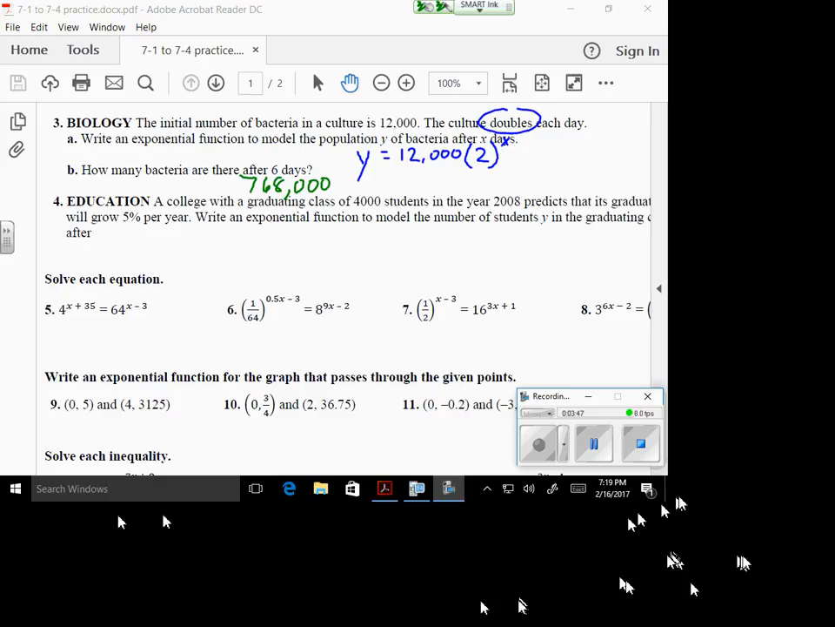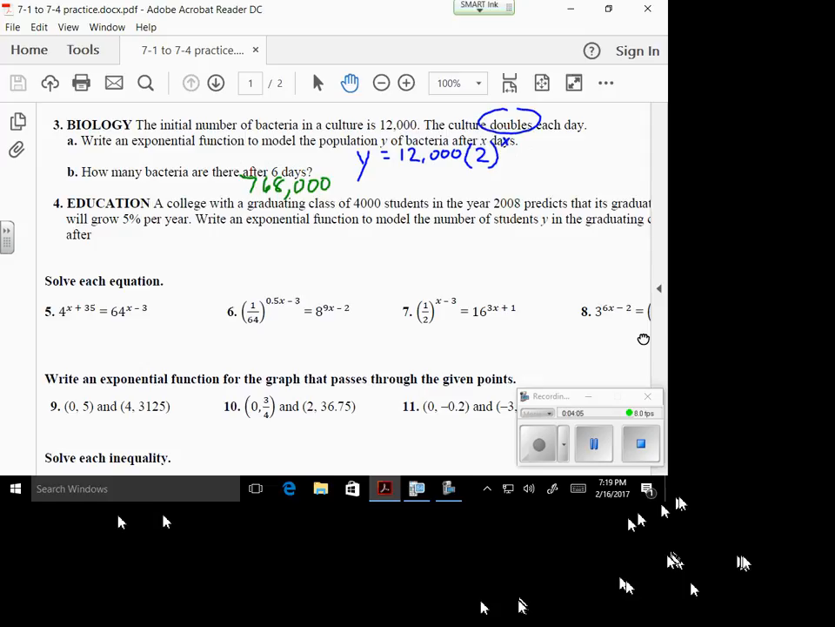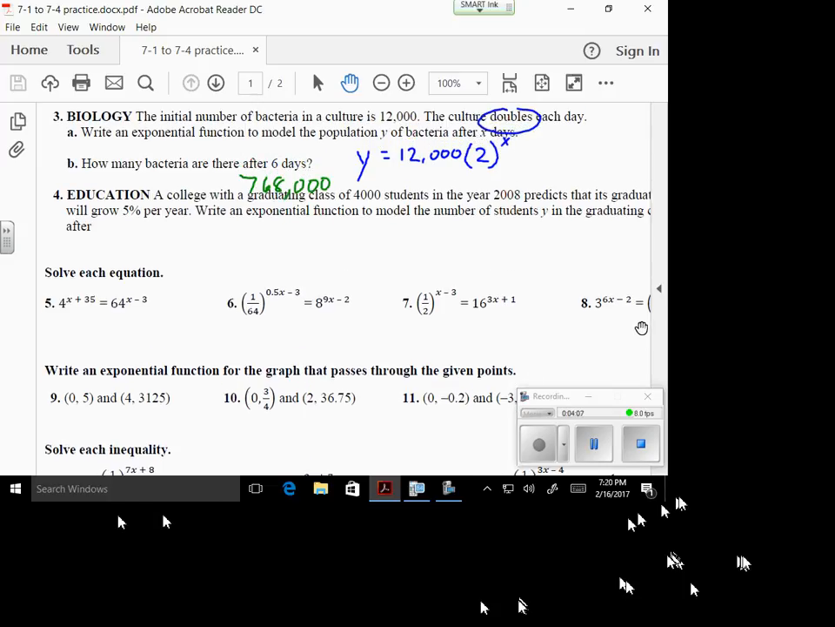Number 4, a college with a graduating class of 4,000 in the year 2008 predicts that its graduating class will grow 5%. Write an exponential function to model the number of students that will be in the class after t years if it grows 5%. The equation will look something like this. Start out with 4,000, it'll grow at 5%, so you have 1 plus 0.05, and then x will be the number of years after 2008.